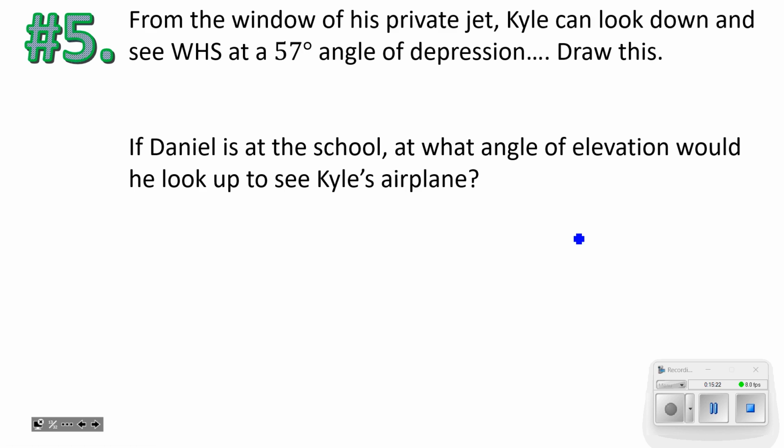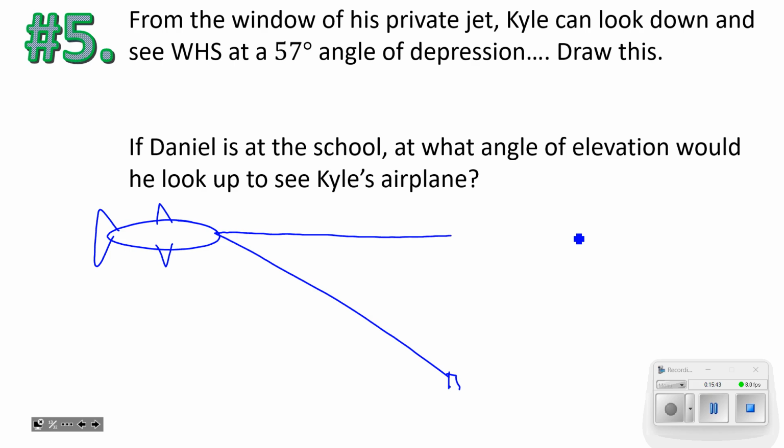From the window of his private jet, Kyle can look down at an angle of 57 degrees and see WHS. So what I really want you to focus on here is where the angle of depression is. Here's your plane flying in the sky, looking down at a building, WHS there. The angle of depression is measured on a horizontal line. So that's your angle of depression.